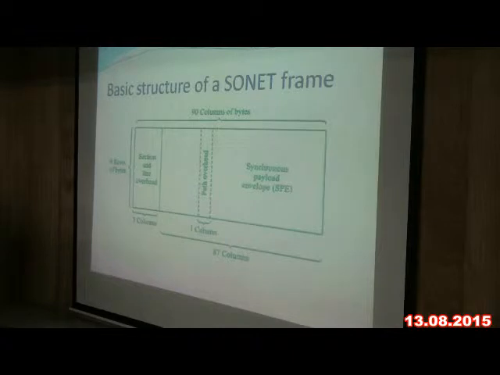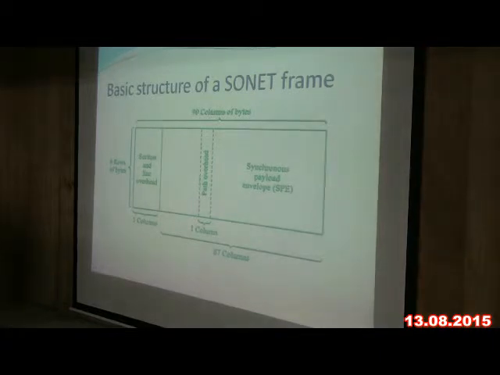Among these, 3 columns are allotted for the section and line overhead. The remaining 87 columns are allotted for the SONET SPE. What do you mean by SPE? Synchronous payload envelope means your data, the user data. Among these 87 columns, 1 column is allotted for the path overhead.